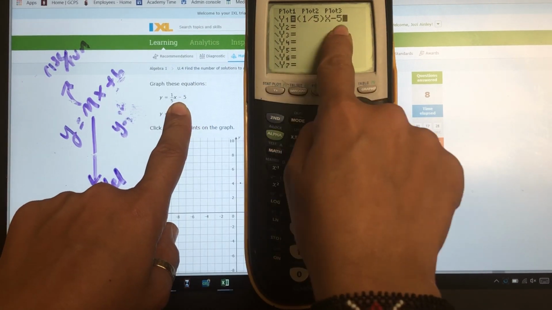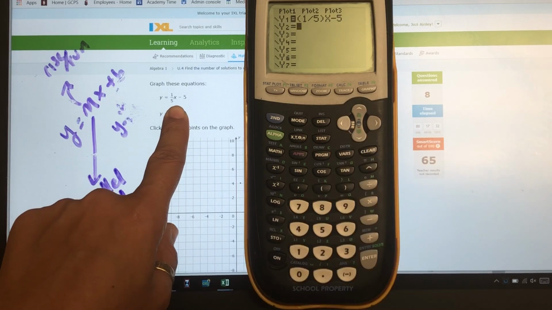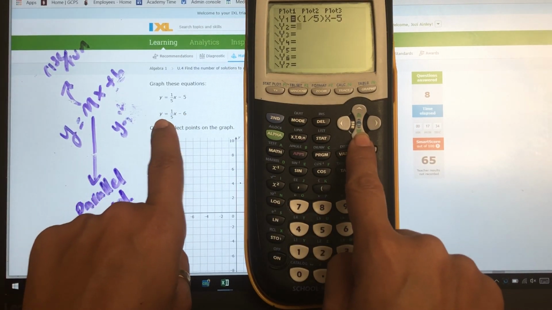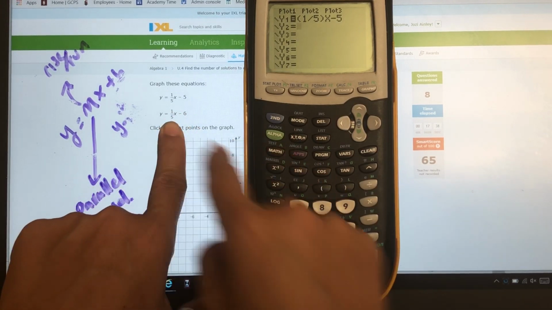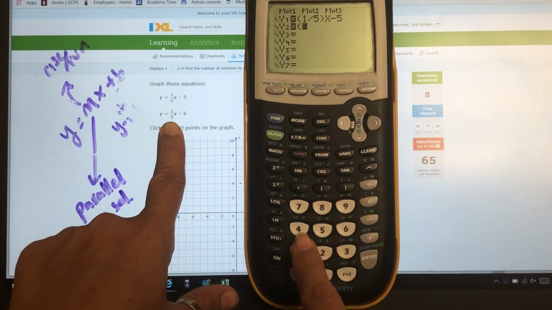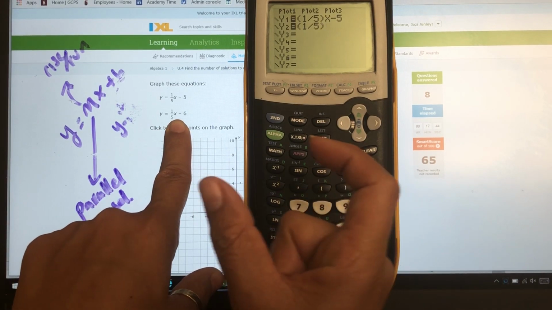Okay, and that is going to graph that first line. Then you're going to press down, down. So that's down. And then you're going to put this one in. So you have Y2, second line, equals. Now you need a fraction, so a fraction is always going to be in parentheses. 1 over 5, so 1 divided by 5. Close your parentheses because you're done with your fraction.